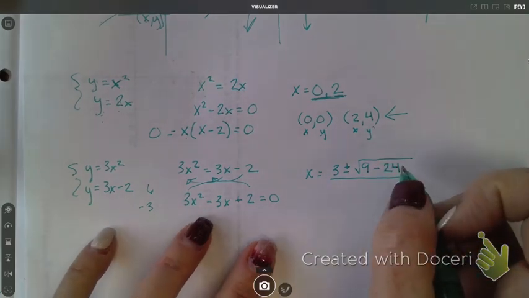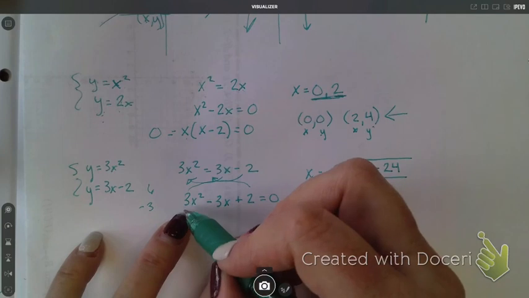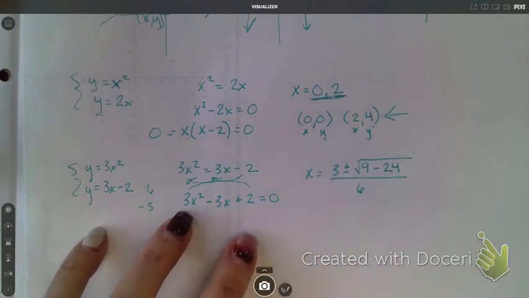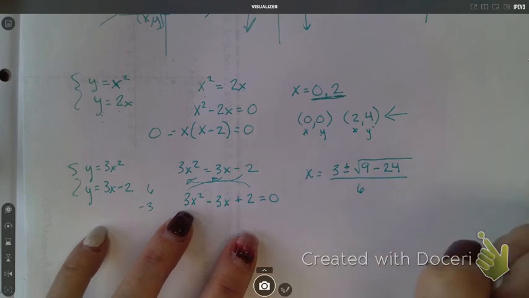And then all over 2a, so 2 times 3 is 6. I say the quadratic formula in my head every time I use it. Guys, if you don't, are you going to mess it up? I got really good at it. I don't have to write it on paper. You're saying it in your head? Yeah.